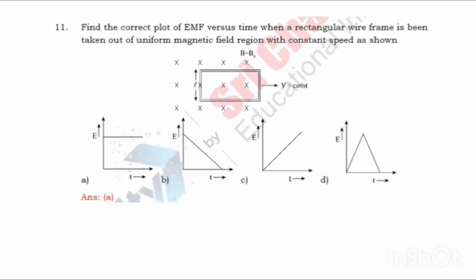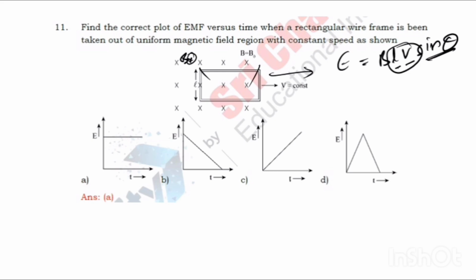Here find the correct EMF versus time graph. In this case, the magnetic field is into the plane, right? Into the plane, and the velocity of the conductor is in the horizontal direction. So we know EMF is equal to BLV sin theta, right? This theta is the angle between length and velocity. Here in this portion, the angle between length and velocity is 0, so EMF is 0 here, EMF is 0 here.